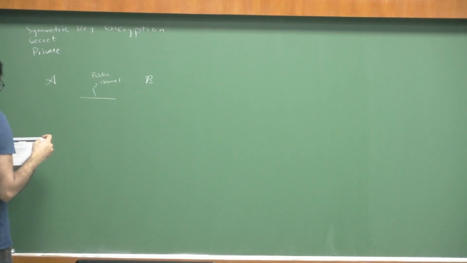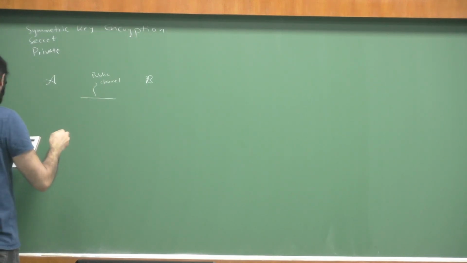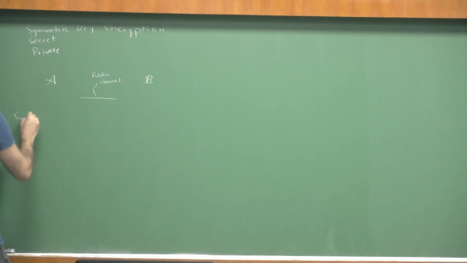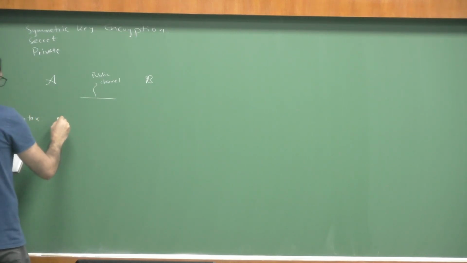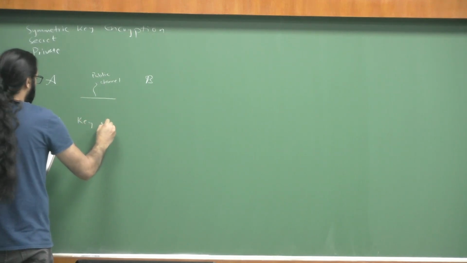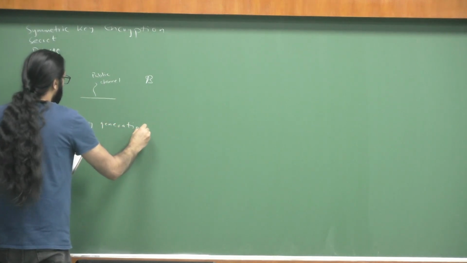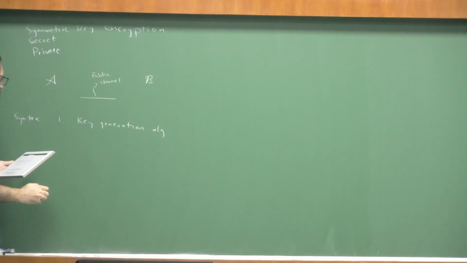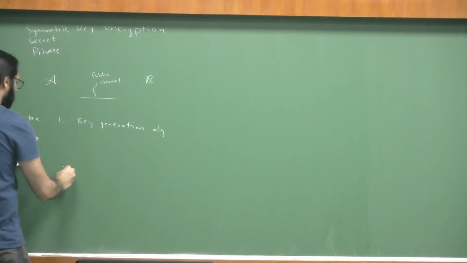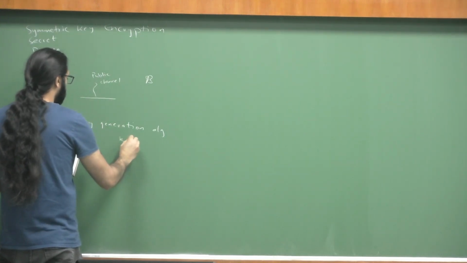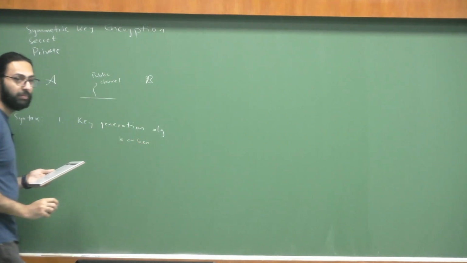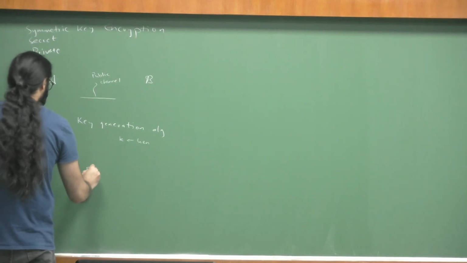So the way we define such an encryption scheme is using the following syntax. There's going to be what is called a key generation algorithm. This will basically tell you how to pick some key k using this generation algorithm. The second is called an encryption algorithm.